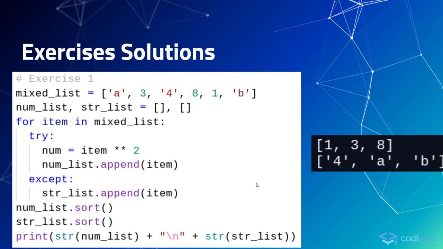The other way to do this would be to use the type function, and then just check if the type is equal to string, append it to the string list, and if the type is int, add it to the num list.